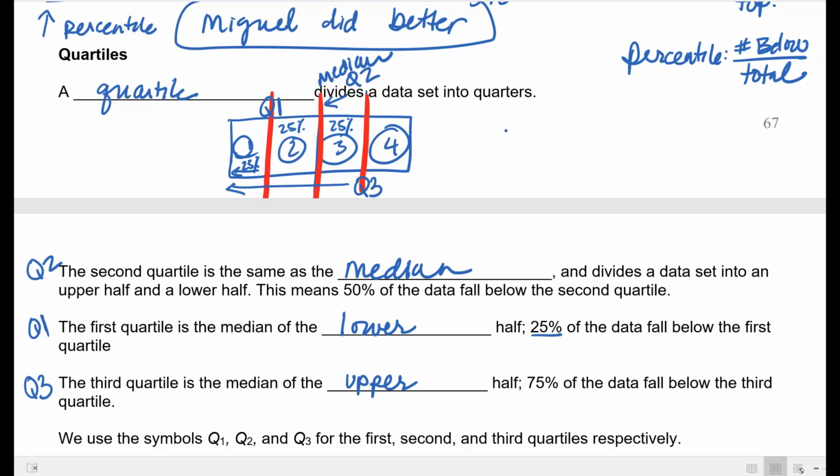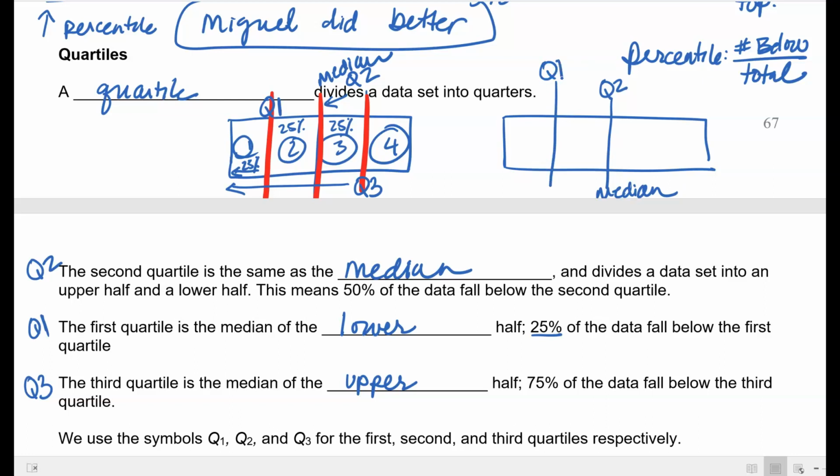Let me draw this picture again so it's a little bit clearer. Again, you divide it in half. This is your Q2, which is also the median. The median is when you divide a data set in half, when it's in order. Then you divide the lower half in half. That's going to be your Q1. You divide the upper half in half, and that's going to be your Q3, or your upper quartile. Every single one of these sections is 25% of the data. So that's why Q3 has 75% below it. Q2 has 50 below it, 25 and 25 is 50, and Q1 has 25 below it.